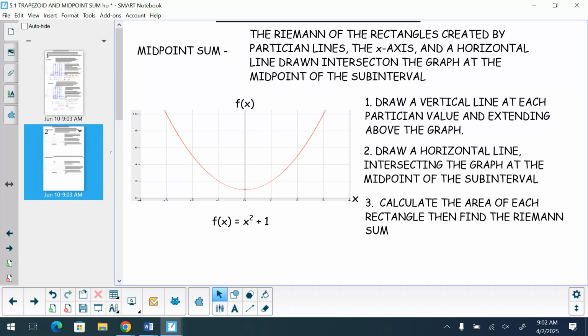So it's the exact same definition. Left sum, we use the left-hand side of the subinterval. Right sum, we use the right-hand side of the subinterval. Midpoint sum, we now use the midpoints of the subintervals.